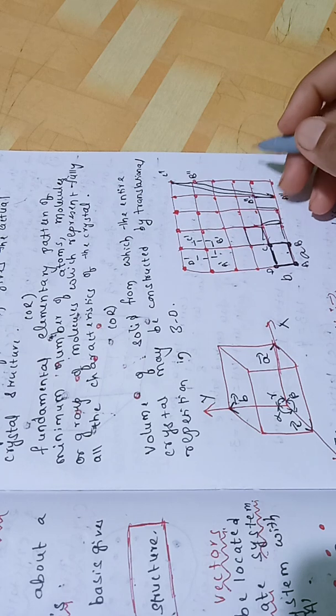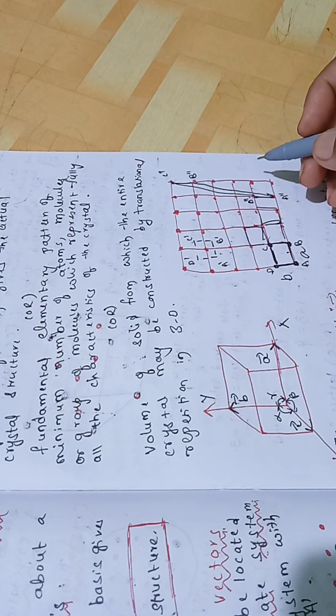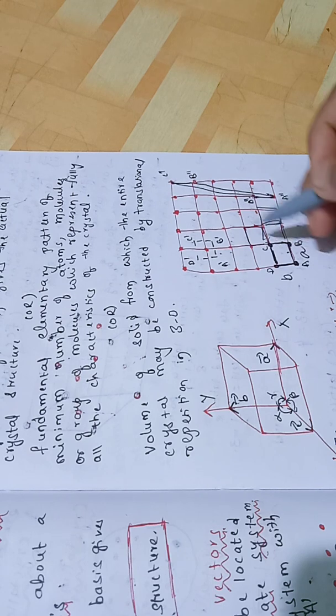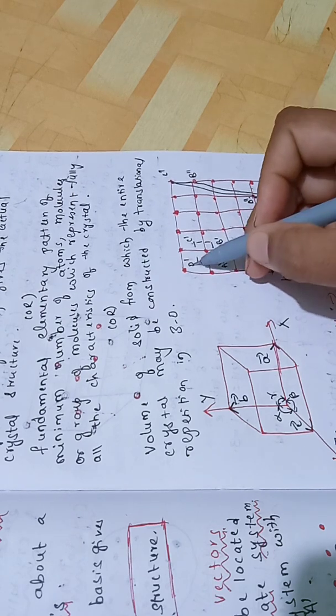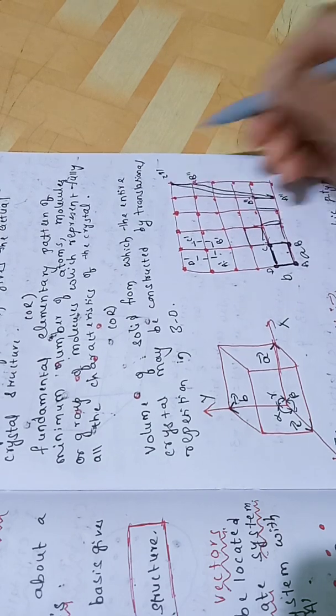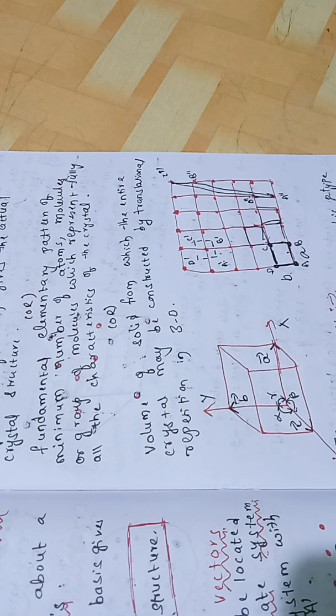It should be noted that the choice of unit cell is not unique. We can't say that the unit cell must be only the parallelogram ABCD. The choice of unit cell may be A dash, B dash, C dash, D dash, or A double dash, B double dash, C double dash, D double dash. The choice of unit cell conveys the symmetry of the crystal structure and makes mathematical calculations easy.